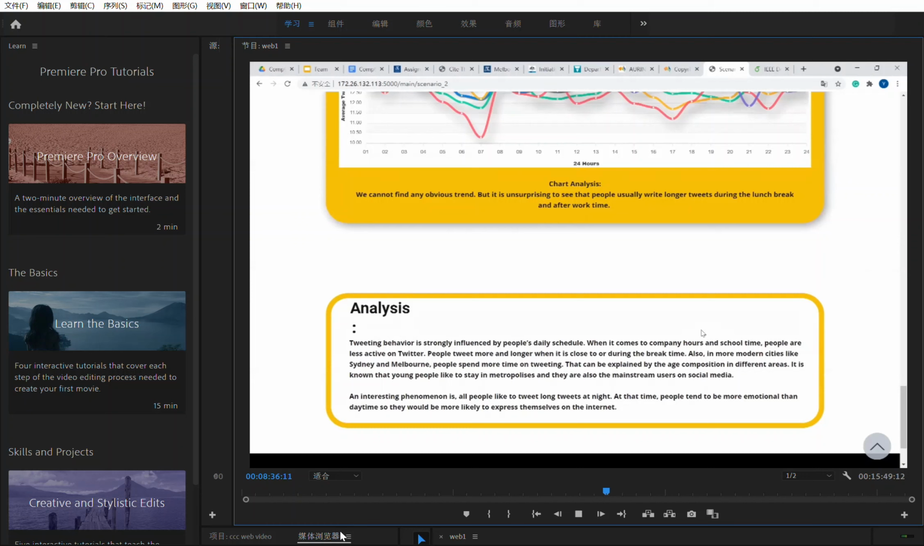That can be explained by the age composition in different areas, that young people like to stay in the modern city. Also, they are the mainstream users on social media. An interesting phenomenon is all people like to tweet long tweets at night. At that time, people tend to be more emotional than usual, so they are more likely to express themselves on the internet.